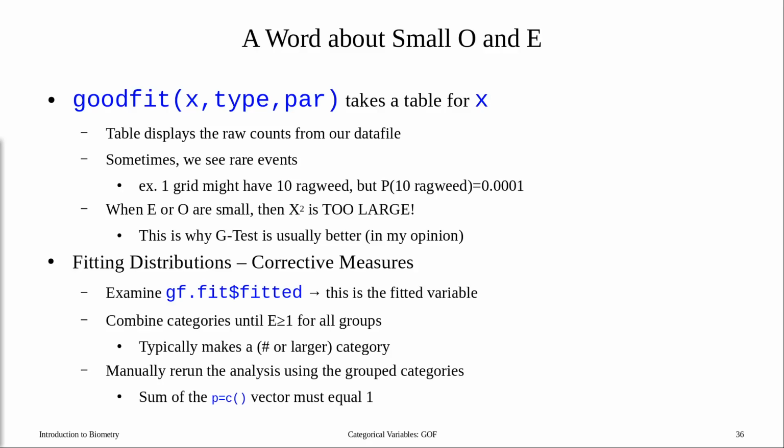And the corrective measures that we're going to have to do is basically combine our groups so that our expected counts exceed 1 for all of our groups. And we also have to make sure that 20% of our groups exceed that 20% too. So once we do this, then we would have to manually rerun the analysis using our grouped categories.